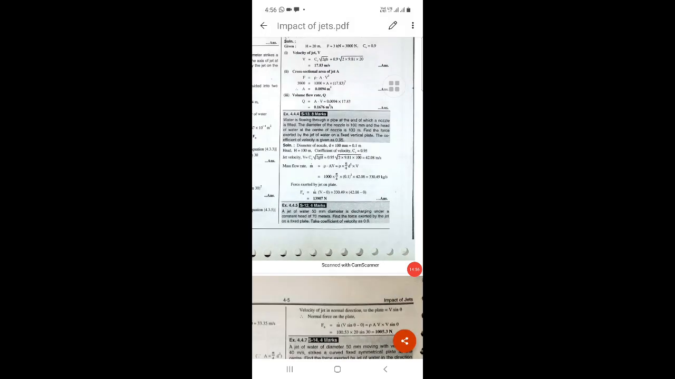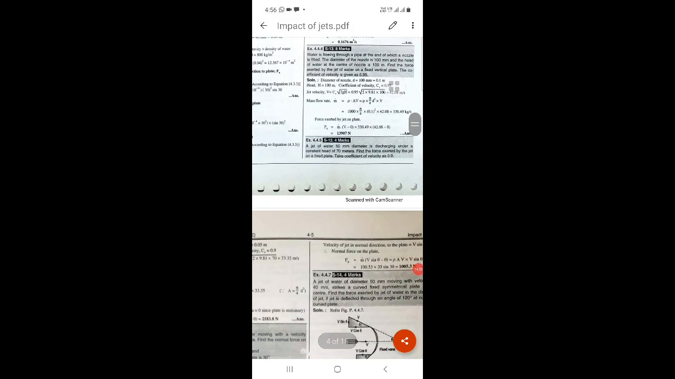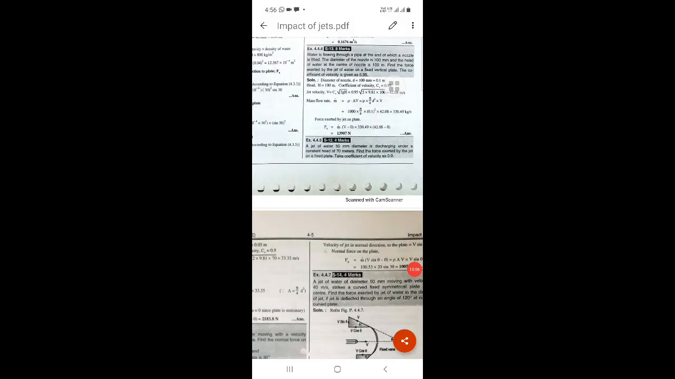Next is Summer 12, 4 marks. A jet of water of 50 mm diameter is discharged under a constant head of 70 meters. Find the force exerted by the jet on a fixed plate. Take Cv 0.9. First, D is given as 50 mm, so convert it into meters. Then H is 70 meters. Then the coefficient of velocity Cv is 0.9.